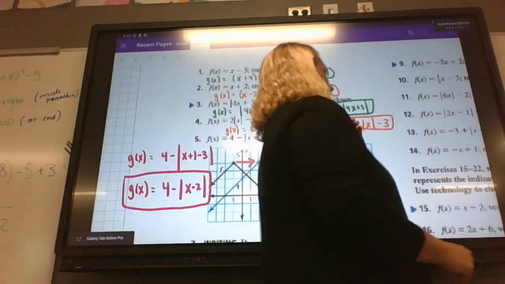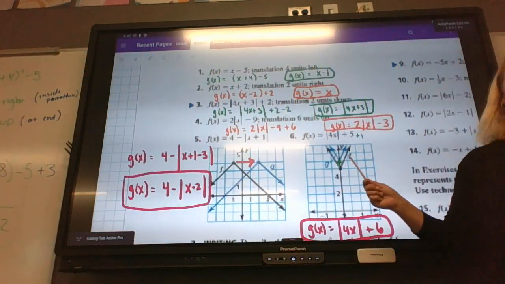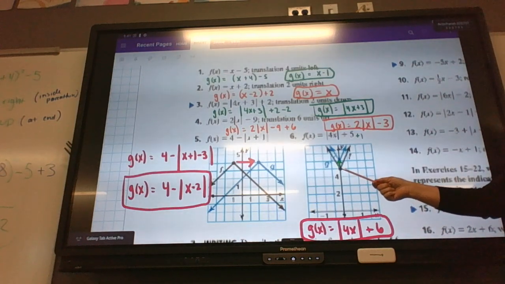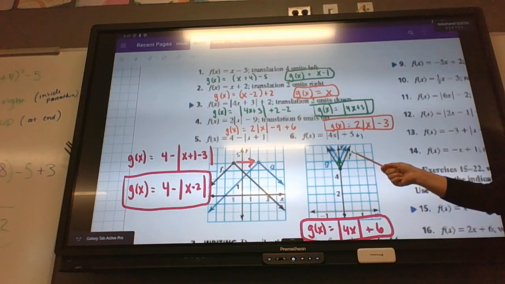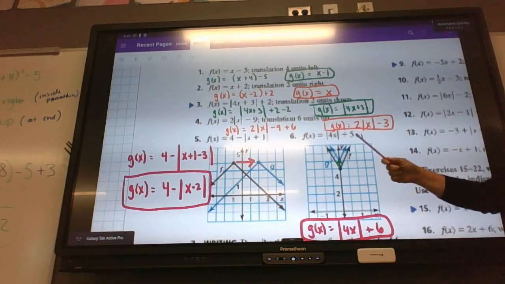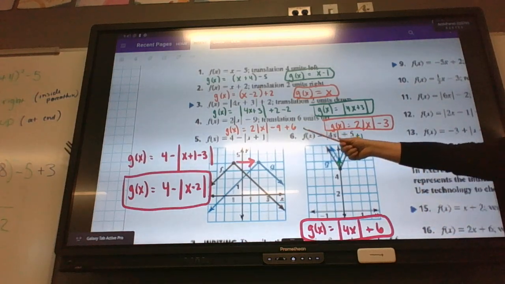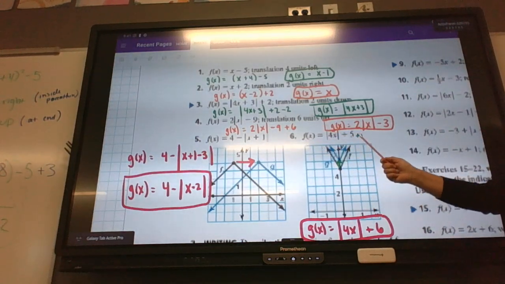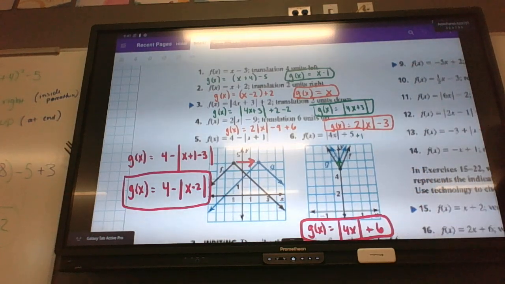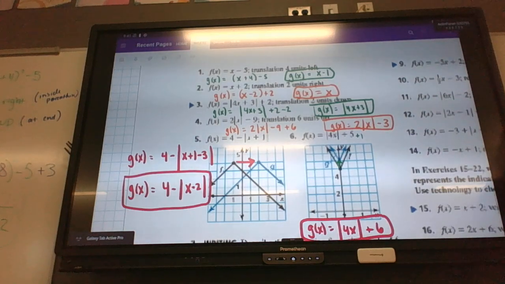And this one, I kind of thought the blue looked skinnier, so I really stared at that for a while. But the slope of the black line is up 2 over 1, and the slope of the blue line is also up 2 over 1 if you look at that point there. So for number 6, it's just shifted up 1. So we put a +1 at the end, and the k value becomes 6. Any questions on 1 through 6?